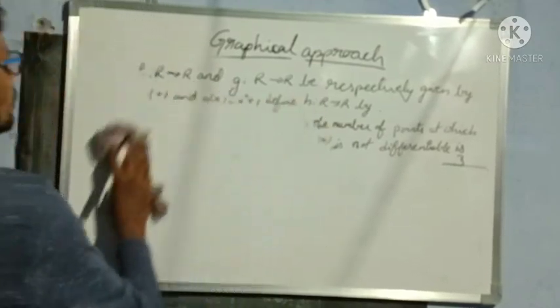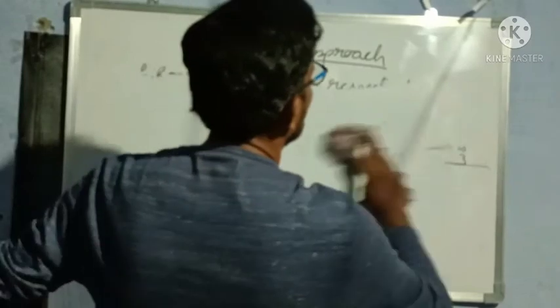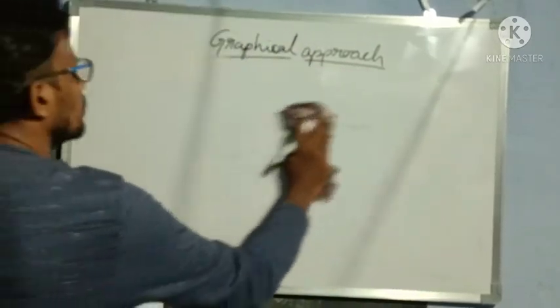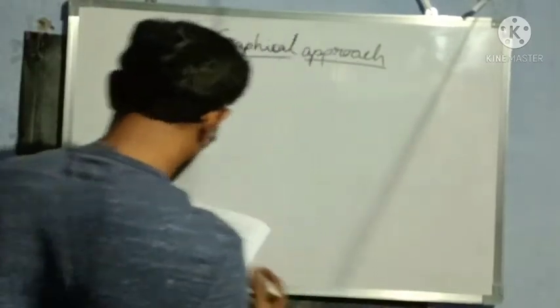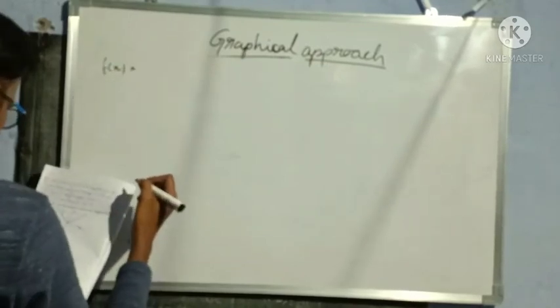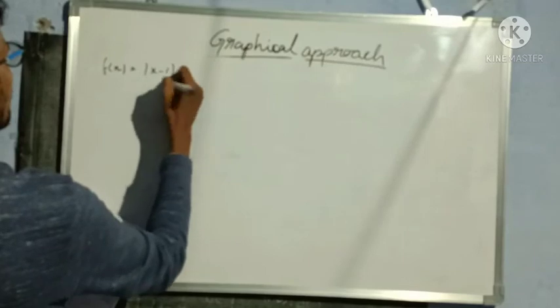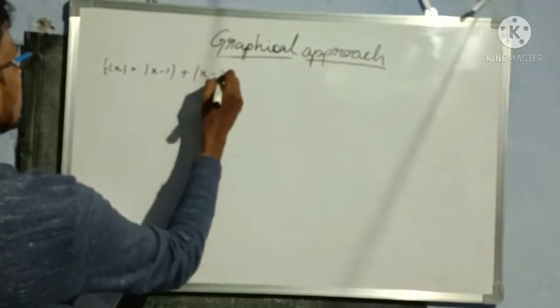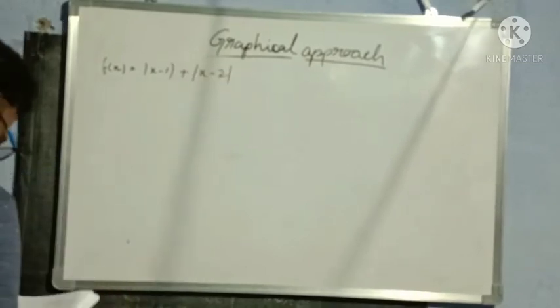Let us see when two functions are having mod. Then how to do it? So next, f of x is equal to mod x minus 1 plus mod x minus 2. How to do this one?